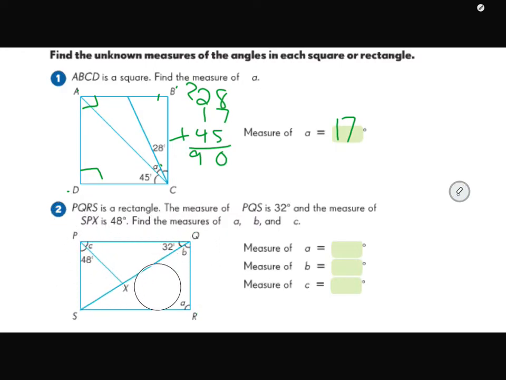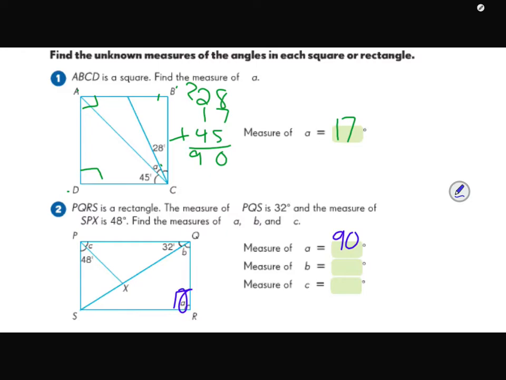Okay, so I'm trying to find A, B, and C. I'm going to start with A, which is right here. Uh-oh, there's nothing there. Well, guys, guess what? It's a rectangle. This is just 90 degrees. A is 90 degrees because I know that all parts of a rectangle are 90 degrees. All the corners are the vertices of a rectangle.